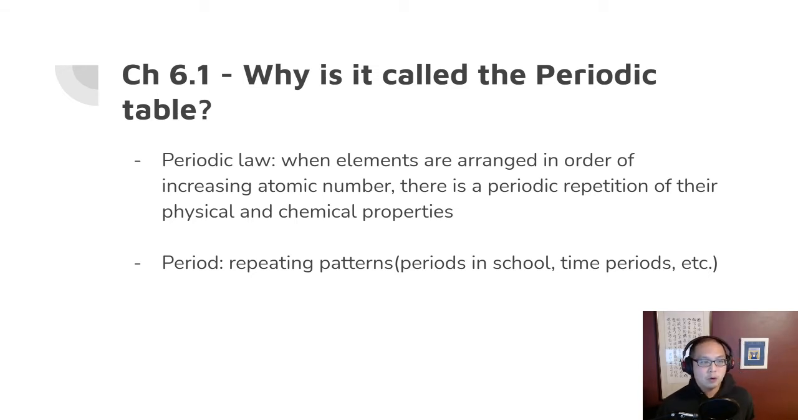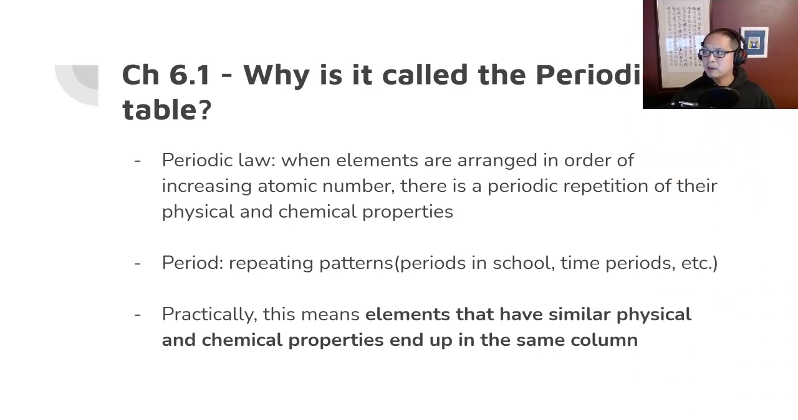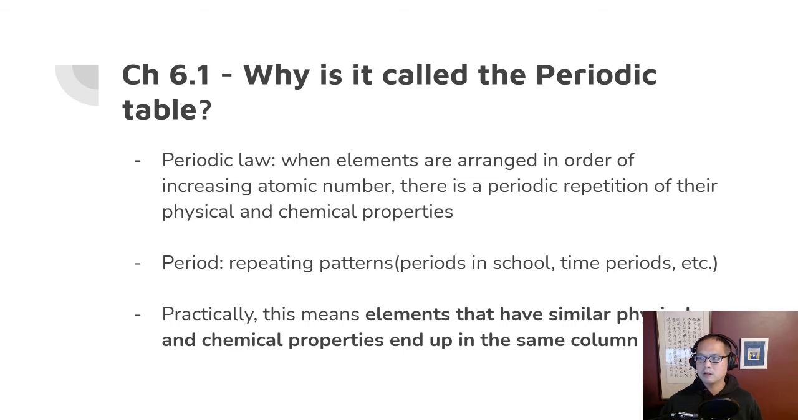Okay, so period means that the different physical and chemical properties are going to be very similar, and you're going to see these patterns emerge as you go through the periodic table. So practically, what that means is that elements are going to have similar physical and chemical properties when they're in the same column. So if you look down the columns, all the elements in the same column generally have similar physical and chemical properties.